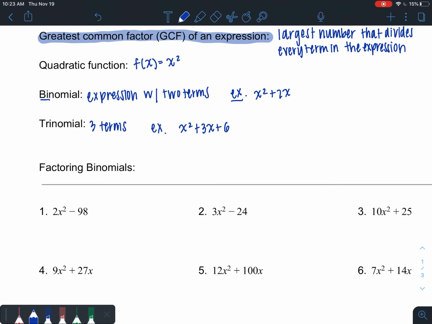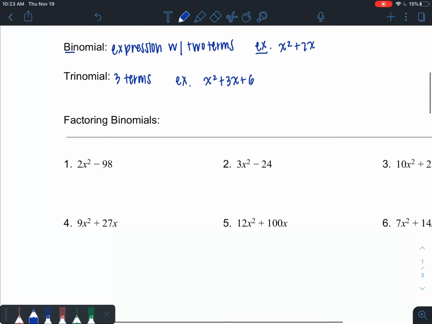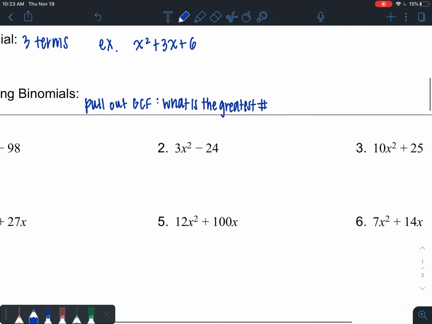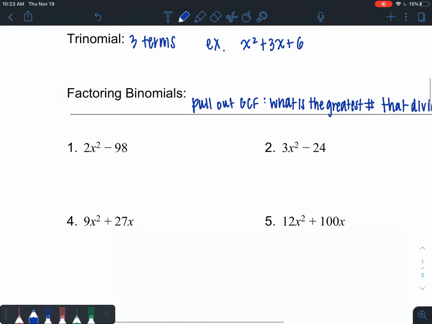Okay, so factoring binomials, again, binomials are expressions with two terms. So what we're going to do is pull out the GCF. I'm always going to ask myself, what is the greatest number that divides both terms? So when we have a two-term expression, we're always going to use the GCF.